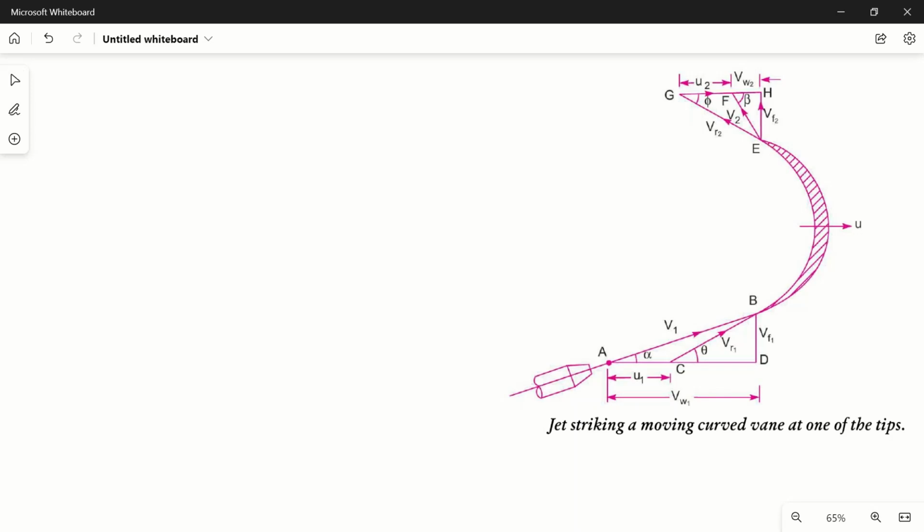This is VW1. VW1 is the horizontal component of V1, the absolute velocity, in the horizontal direction, and VF1 is the vertical component. So you can see that U1 is the velocity of the blade at inlet, and U2 is the velocity of the blade at outlet.